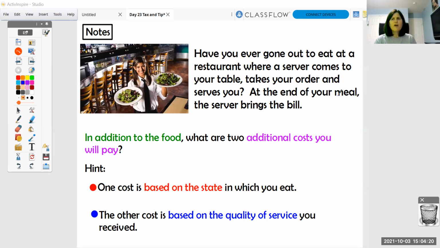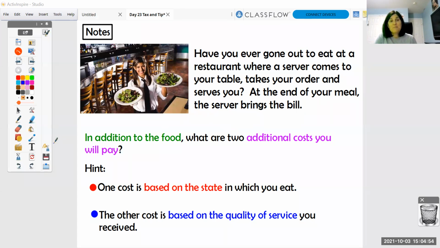So it says, have you ever gone out to eat at a restaurant where a server comes to your table, takes your order, and serves you your meal? Many of us have gone to a restaurant, and although you probably have never paid the bill before, what the adults at your table do at the end of the meal is they check their receipt, and there's several things on it. On the bill is the list of all the food and drinks that you ordered. And then in addition to that, there are two extra costs that you might already know about.